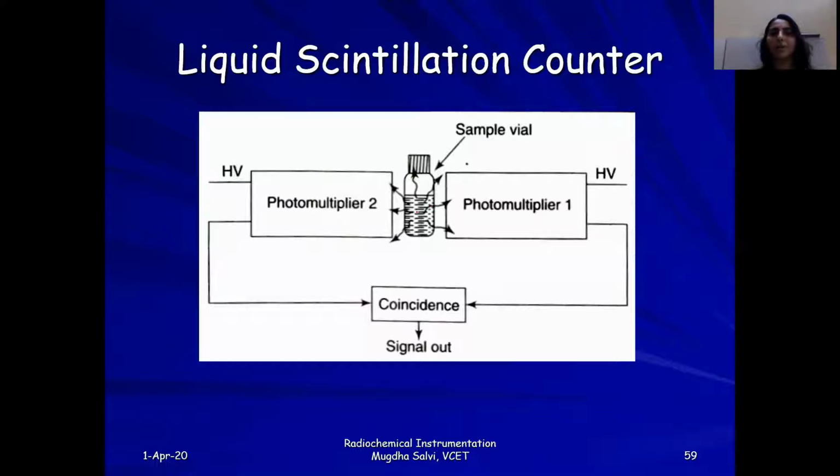See, whatever radiations will strike it, they will move to photomultiplier tube 1 and tube 2. And they go then to a coincidence circuit and the signal is sent out. Now, what is a coincidence circuit?